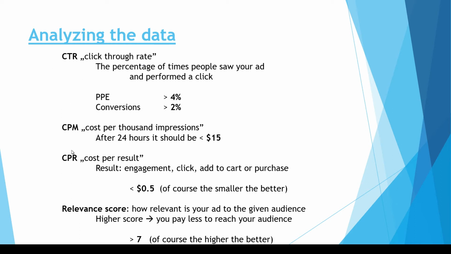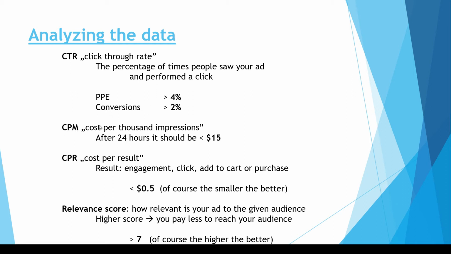So there are lots of parameters. For example, the CTR or click-through rate. This is the percentage of times people saw your ad and performed the click. For a page post engagement, it must be greater than 4%. For conversions such as add to cart, view content or purchases, it should be greater than 2%. If it is smaller than 2%, you have to kill your ad. It means that it is not a good advertisement.